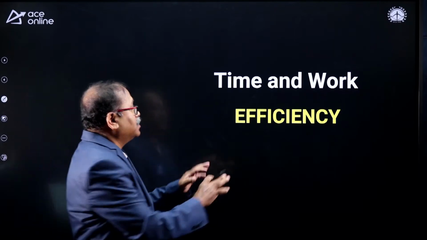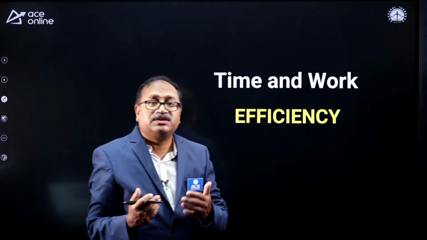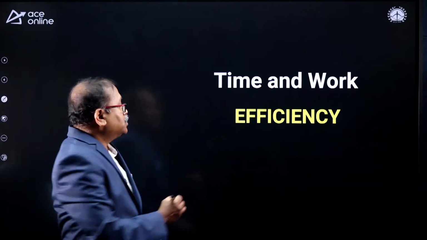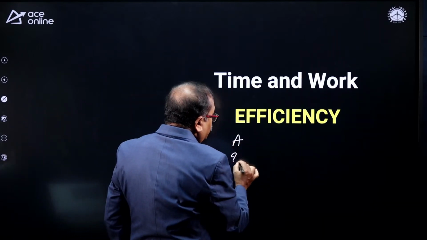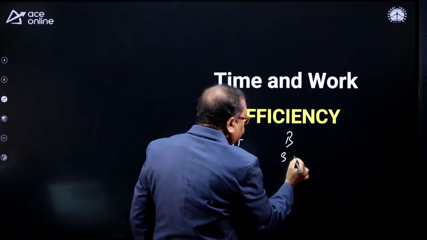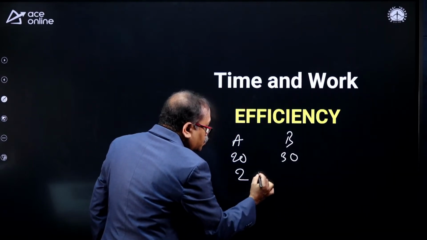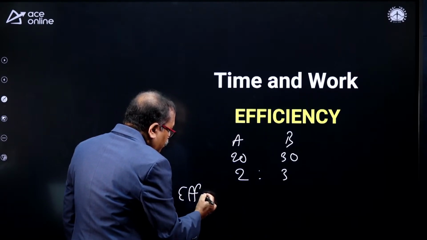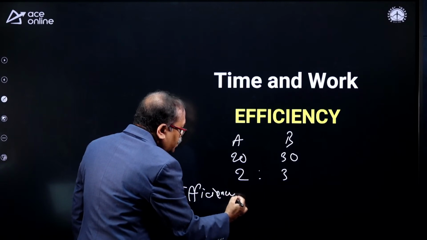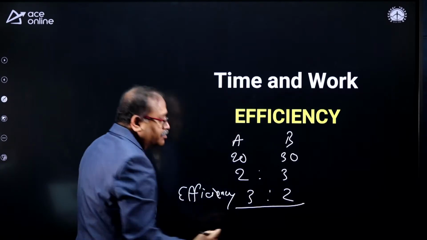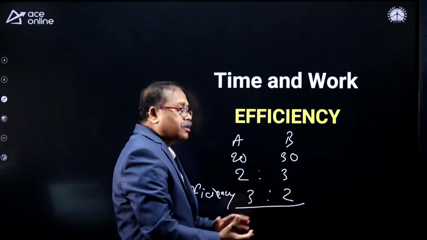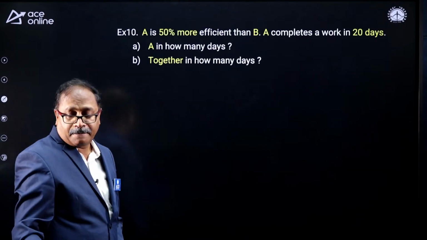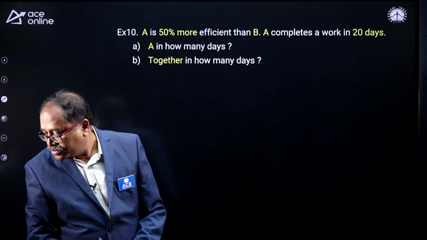And that is time and work related to efficiency. So how is that efficiency part, suppose if A can complete a piece of work in 20 days and B can complete the work in 30 days, their days ratio is 2:3, whereas their efficiency ratio will be 3:2. So how are questions framed based on the efficiency? Let's move on to the example here.